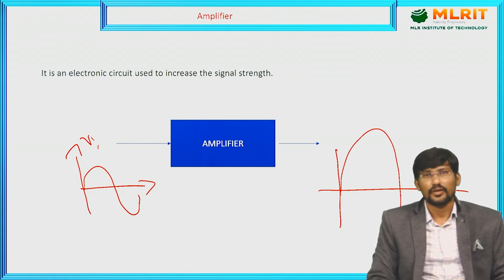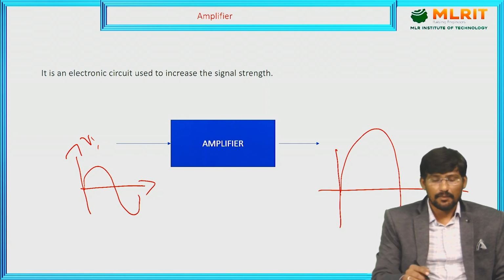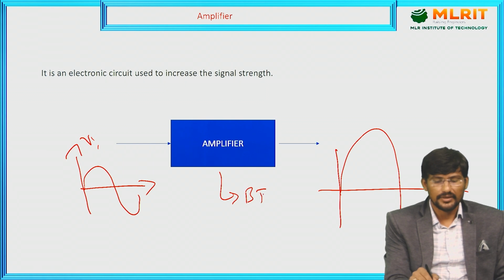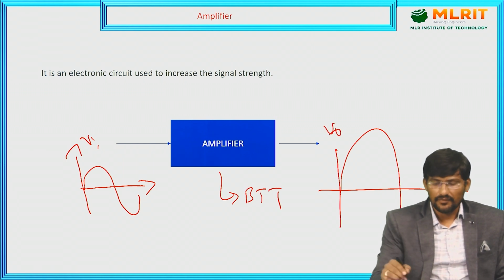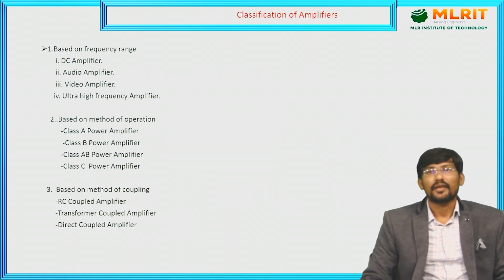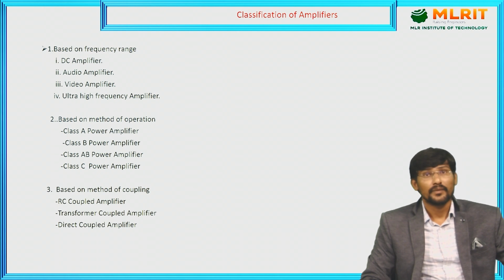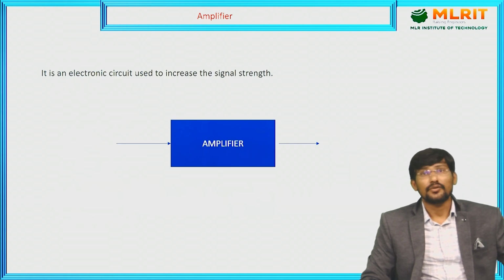For example, if you take a voice signal, my voice signal is not audible for a long distance. In that case, I need to use an amplifier. That amplifier will be designed with the help of BJTs. It will not change the shape of the signal. It will just increase the amplitude of the signal.